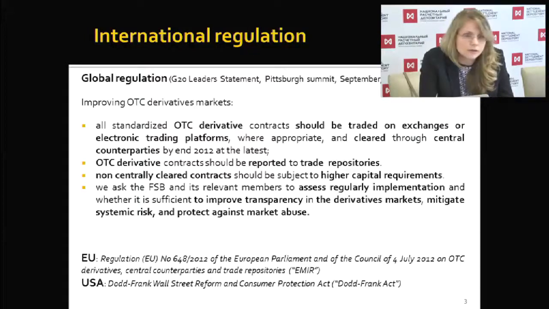Of course, we also know about trade repository regulation in the European Union. It is Regulation number 648, which they call EMIR, the European Market Infrastructure Regulation. And in the USA, the regulation concerning trade repositories is provided in the Dodd-Frank Act.